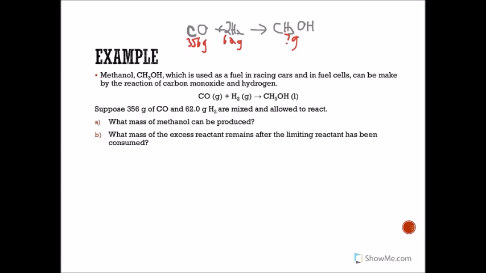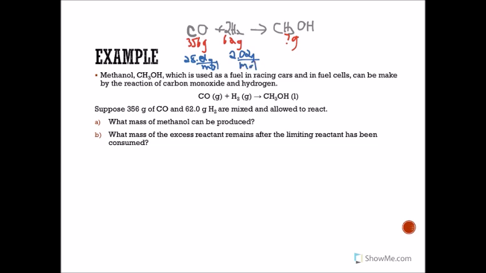our compounds. So we look, and carbon is 12.01 plus oxygen, which is 16. We get a molar mass of 28.01 grams per mole. For hydrogen, it's 2.02 grams per mole.